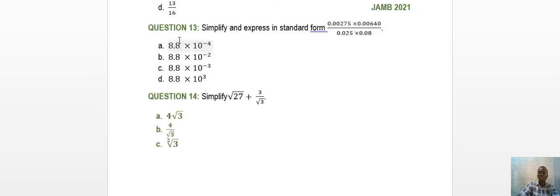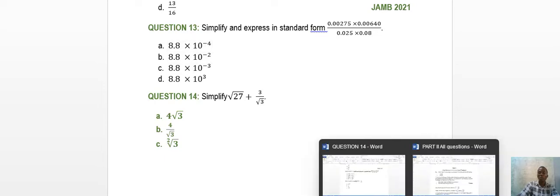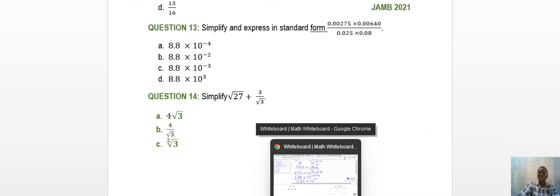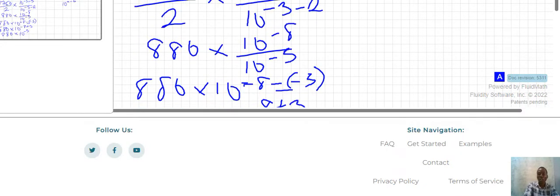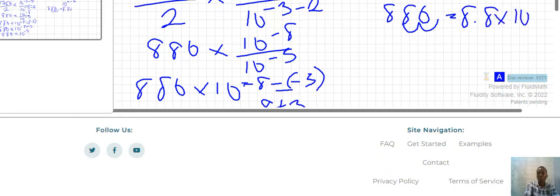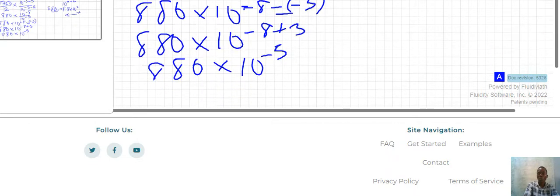We have to express this 880 into standard form too. So when we express this 880 into standard form, what are we going to get? If we have 880 into standard form, that will give us 8.8 times 10 raised to power 2, because remember, we counted this way. And when you count that way, it's going to give you positive.